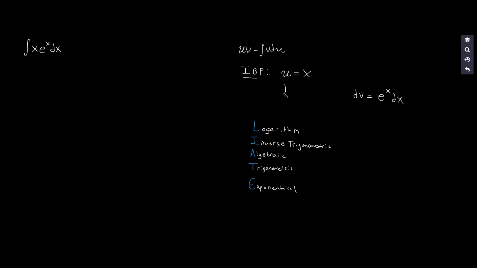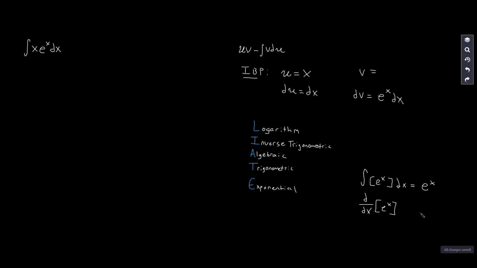Now, as for u, I have to find its derivative. The derivative of any variable by itself is just going to be 1. So we're going to have 1 dx. Then we're going to have to integrate this dv so that we can find v. And the integral of e raised to the power of x is literally just e raised to the power of x.